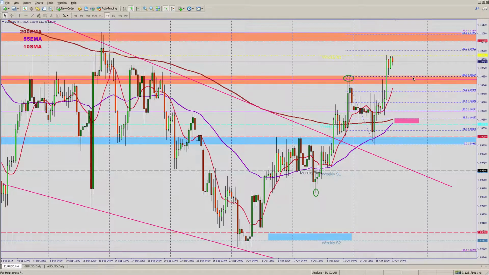So if there's a retracement, this will be a possible support level. Otherwise, it could dip lower to the 78.6 Fib retracement level at the 110.50 area. And of course, if there's bad news, then it can tumble all the way back down below 110, back to the monthly pivot at 109.65, along with the weekly S1 pivot level.